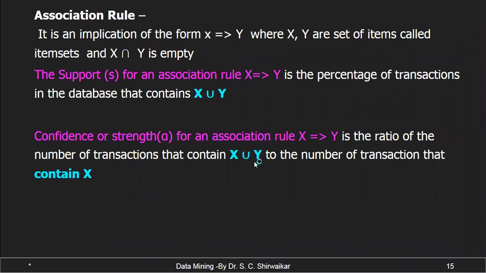And if you are talking about confidence, confidence is actually a probability. The two elements, how many total number of times they are present in our database, divided by the total number of transactions. This is one type of probability we are talking about.